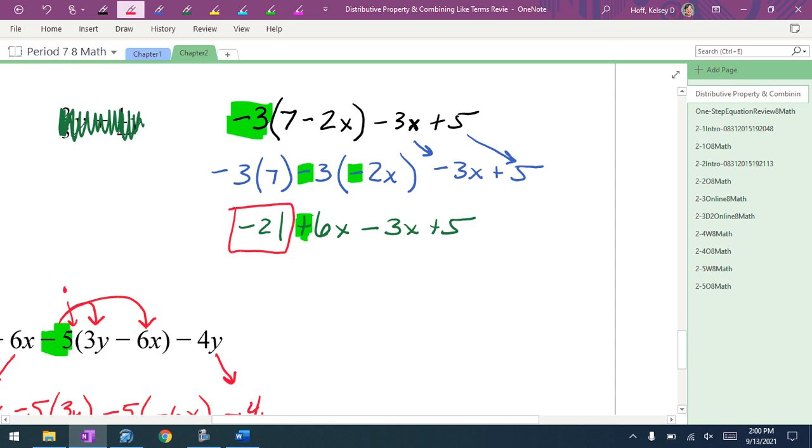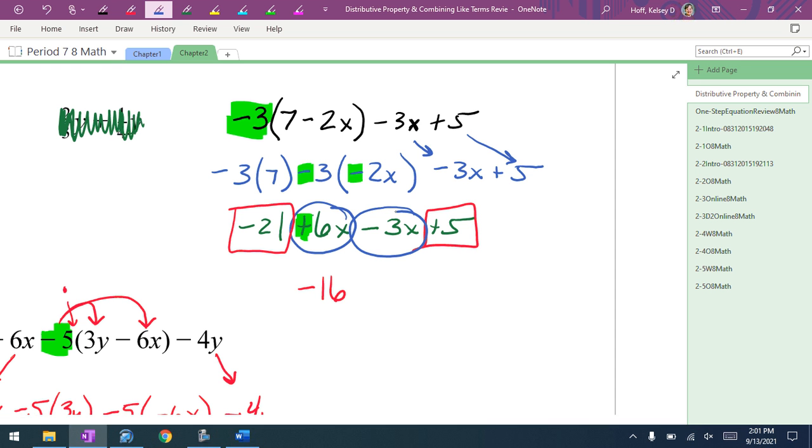Can I combine anything with negative 21? Which one? Plus 5. Good job saying that. So negative 21 plus 5 is negative 16. Nicely done, Brant. And then we have 6x. Anything to go with positive 6x? Negative 3x. 6 minus 3 is 3. Positive or negative? Positive 3x.